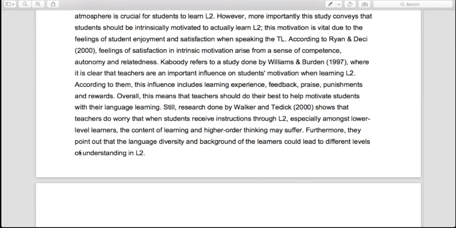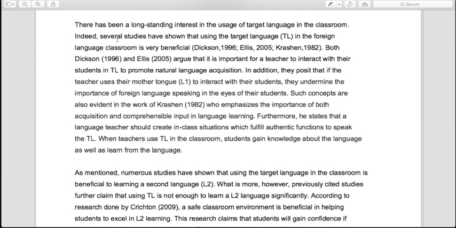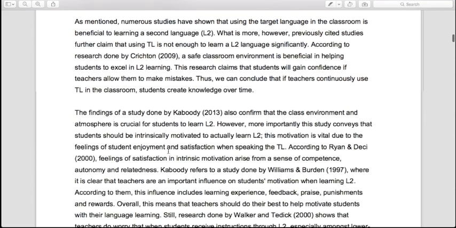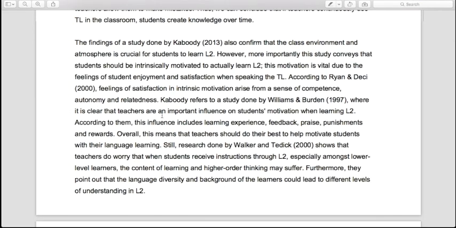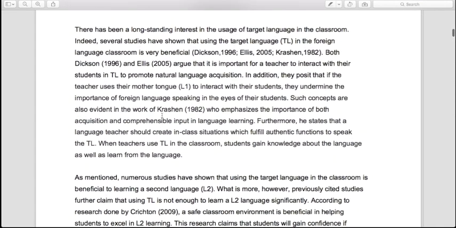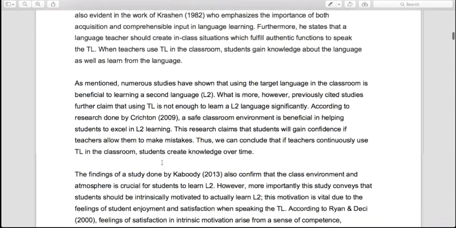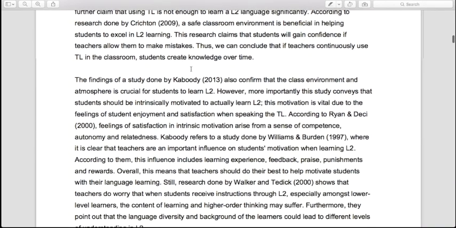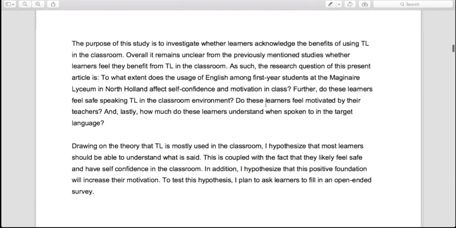Okay, and what is in the introduction? Well, the student who wrote the paper gives us an overview of what the issue is, target language in the classroom, and they use MEAL paragraph structure to explain what the current research says about this topic. So the person cites other researchers: Dixon and Ellis, Stephen Krashen, Crichton, Kabudi, Ryan and Deci, Williams and Burden. There are a lot of sources here.